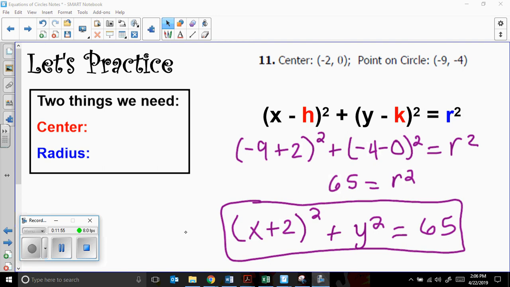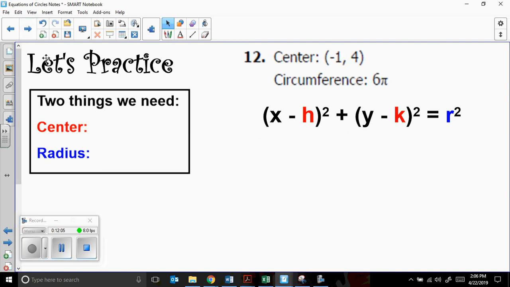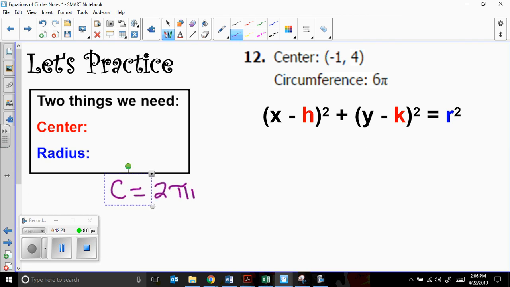All right, and so this is what you should have gotten for question 11. You should have been able to go through, we got r squared was 65, and then plug that into the equation. All right, so if we look at question 12, they gave you a center and a circumference. So remember, we need a center and we need the radius. They didn't give us the radius, but giving us the circumference, we can go find the radius, because circumference is equal to 2 pi r.